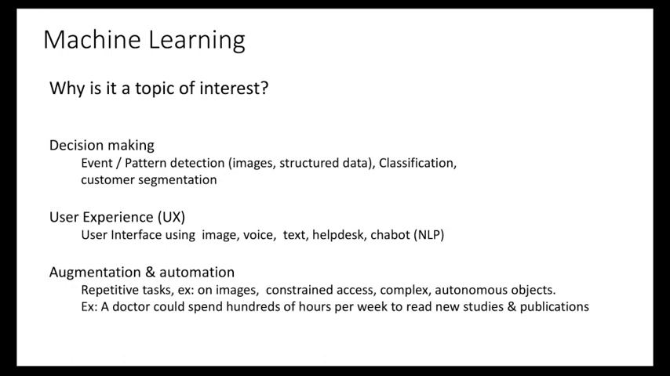The last interest is about automation and augmentation, and I think I've just talked about it just before on the COVID-19 and the image processing. It could also be used for building surveillance, autonomous objects, autonomous vehicles, for instance. And it's also a way to automate things, like a doctor could spend hundreds of hours per week to read new studies. These kind of algorithms can help a doctor summarize all these studies in a shorter document.